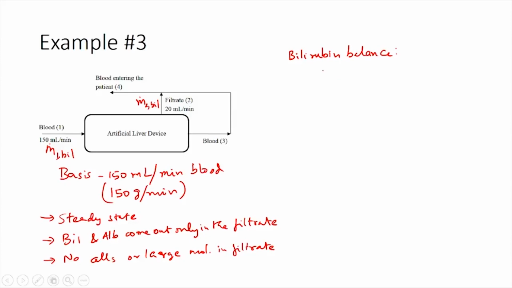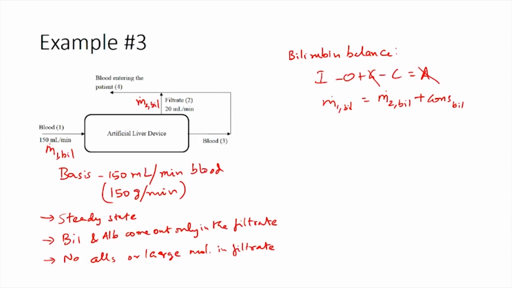So, we would have a material balance as input minus output plus generation minus consumption equals accumulation. At steady state there is no accumulation. This bilirubin is not being generated by the system, so generation goes to 0. We know that there is going to be a consumption term, an input term and an output term. So, based on this we can write the bilirubin balance as M1 bilirubin equals M2 bilirubin plus consumption of bilirubin.